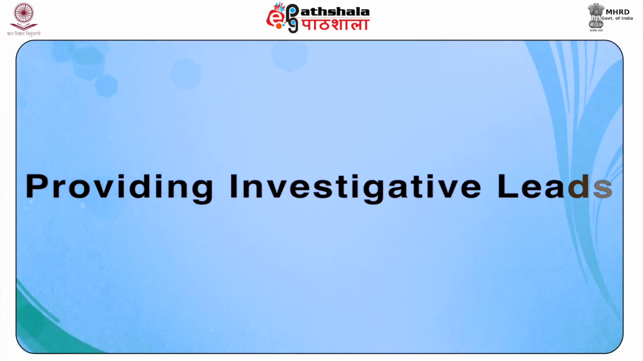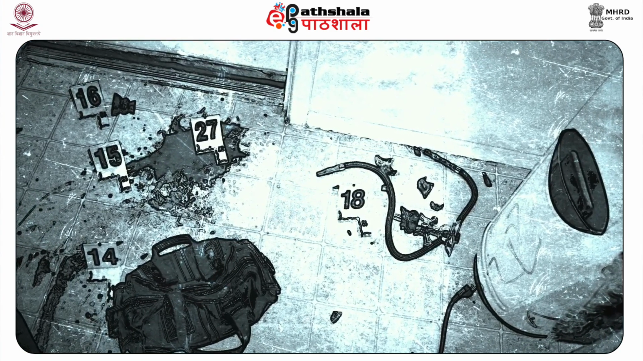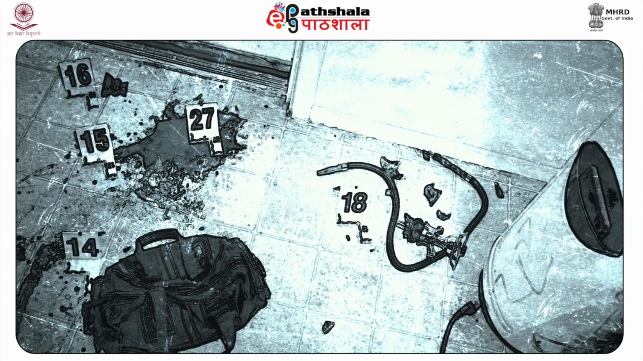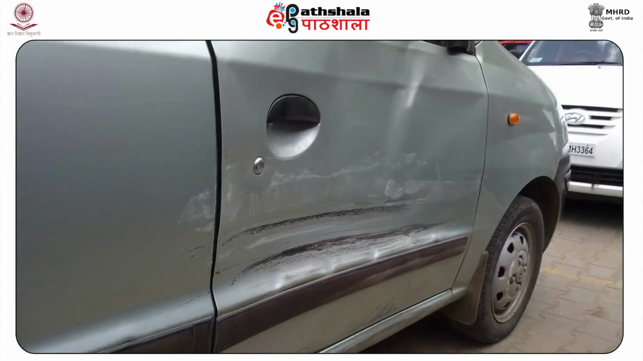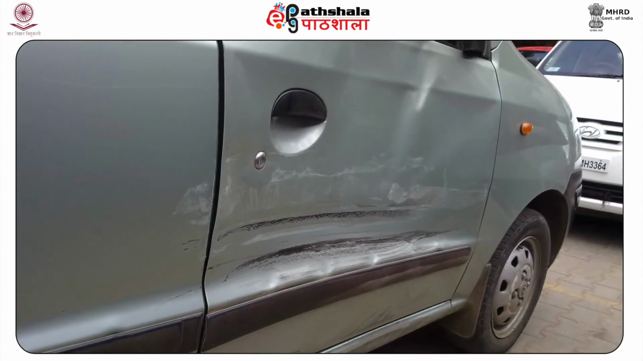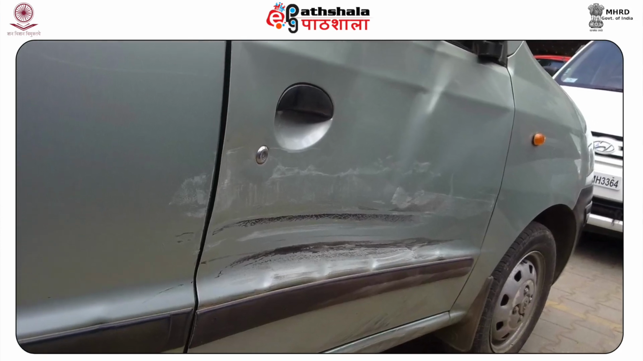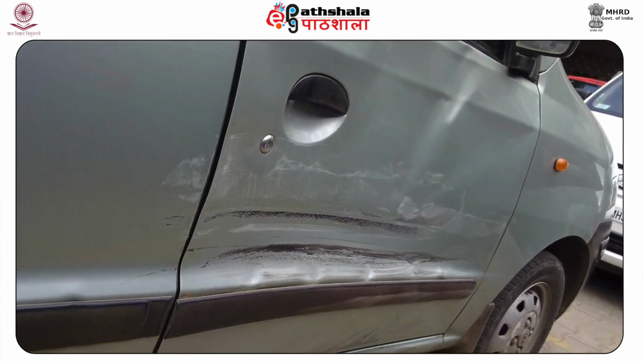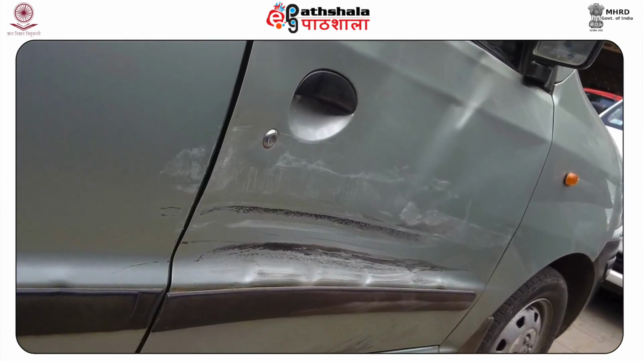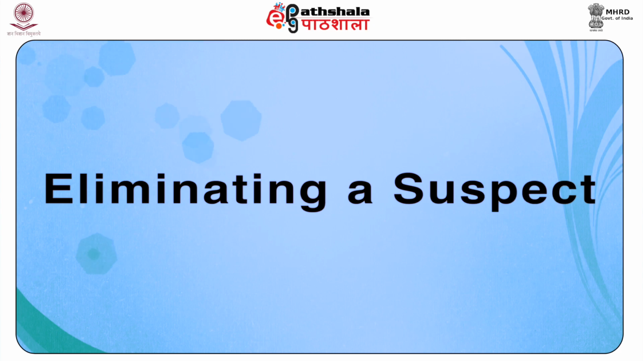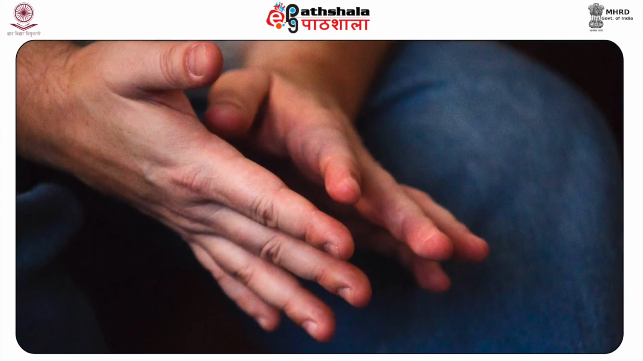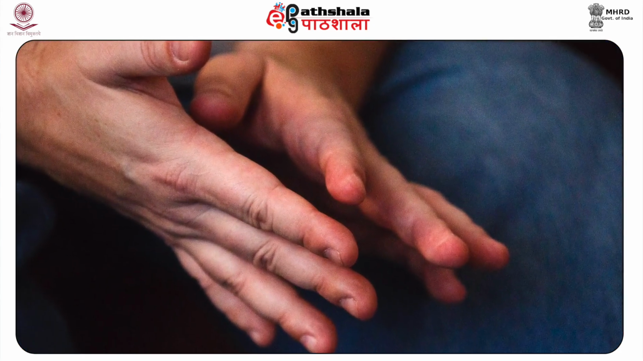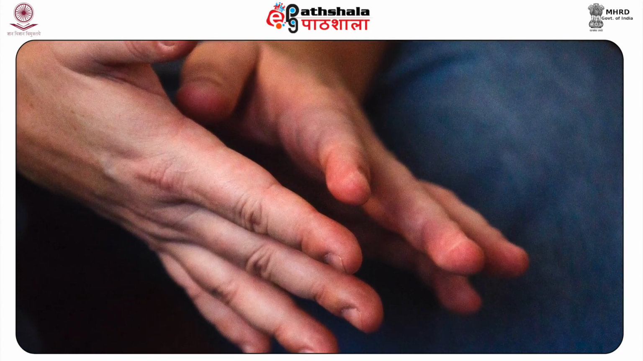Next is providing investigative leads. Physical evidence analysis can play an important role in directing the investigation along a productive path. For example, in a hit and run case, a small piece of paint from a vehicle can be used to determine the number and types of different cars that may have been involved. Next is eliminating a suspect. Physical evidence has exonerated many more suspects than it has convicted.